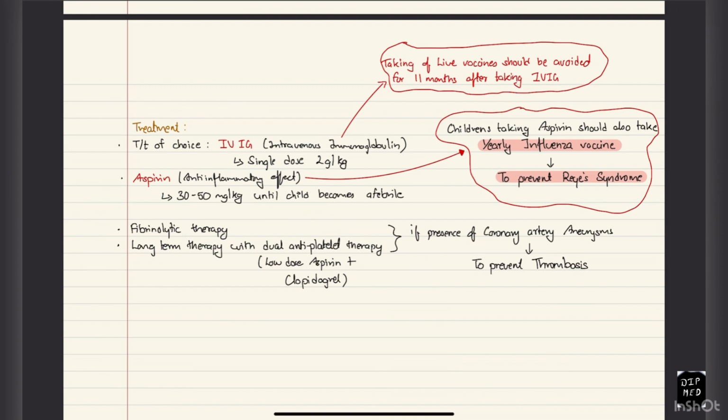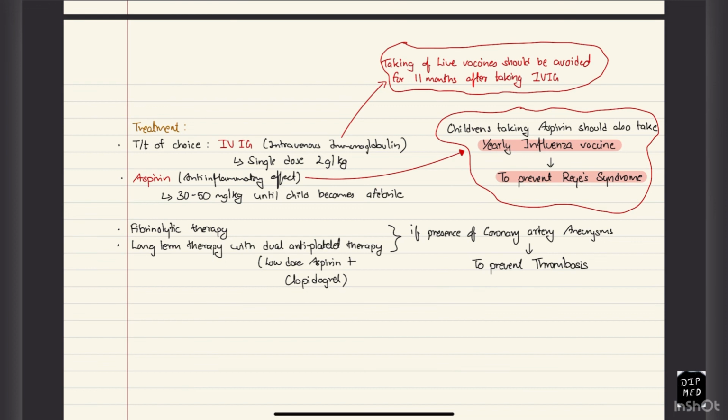For fever, we give aspirin, which has anti-inflammatory effect. The dose is 30 to 50 milligram per kg until the child becomes afebrile. And remember, children taking aspirin should also take yearly influenza vaccine to prevent Reye's syndrome.